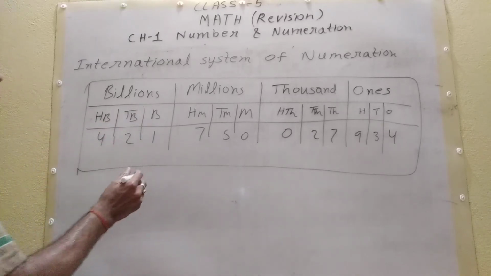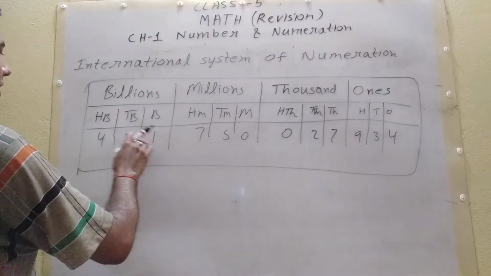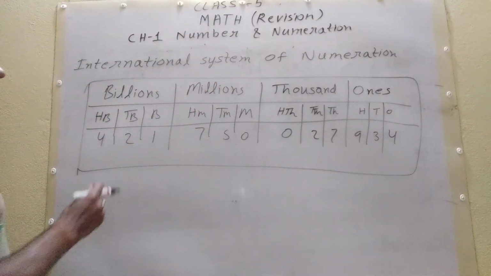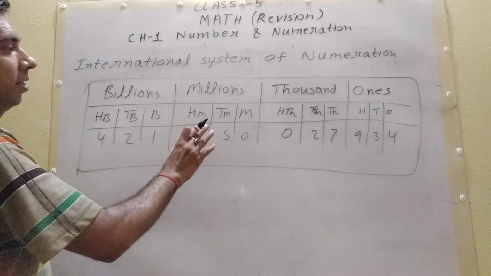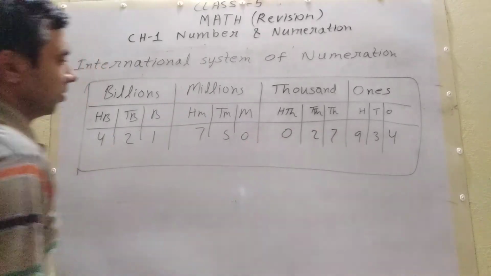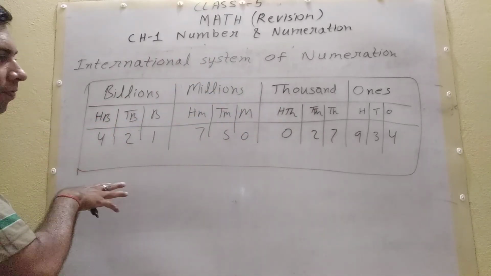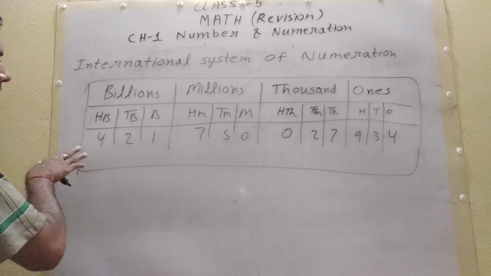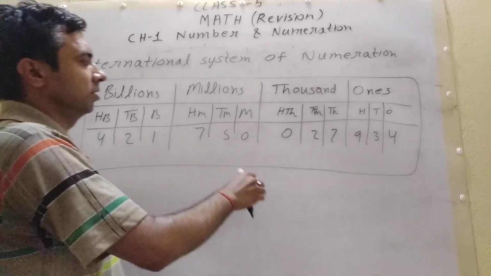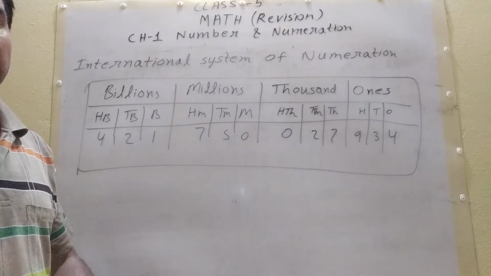I have written the number 439720571442175002794. See, here each period is divided into three digits: 3 digit, 3 digit, 3 digit, 3 digit. We write the place value from the right hand side, but when we expand, read, or write the number name, we start from the left hand side. In this way we read.